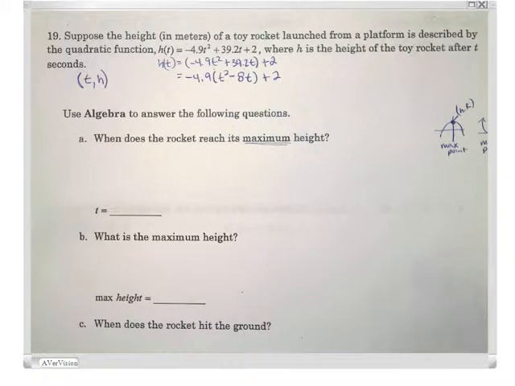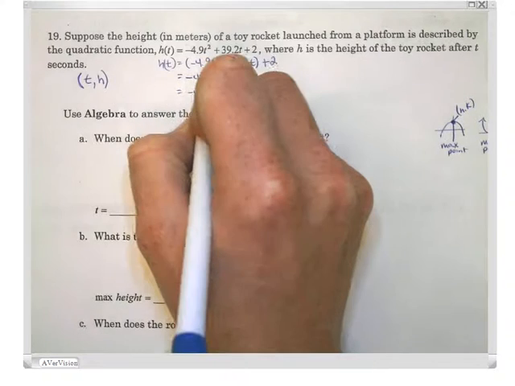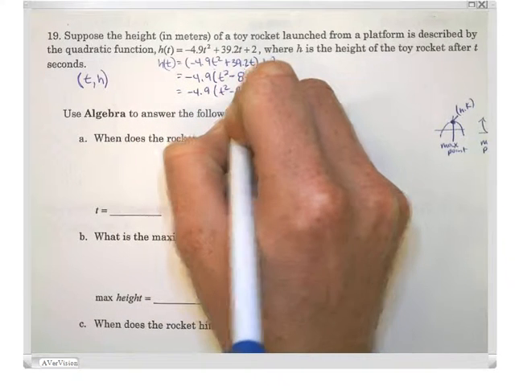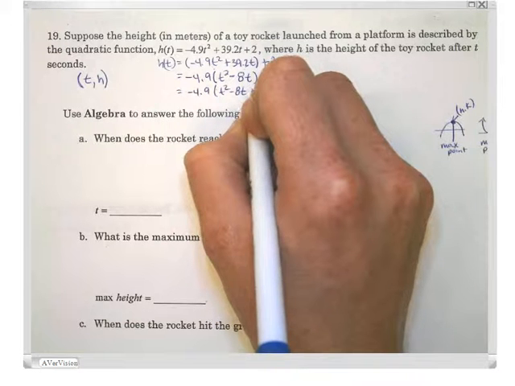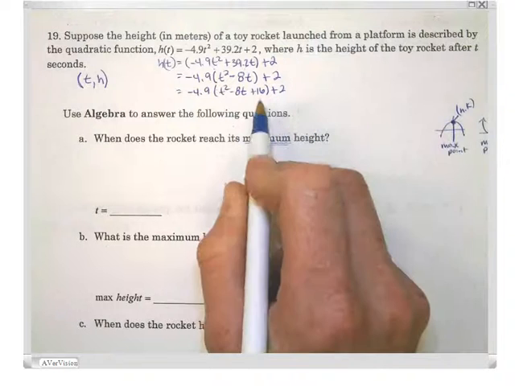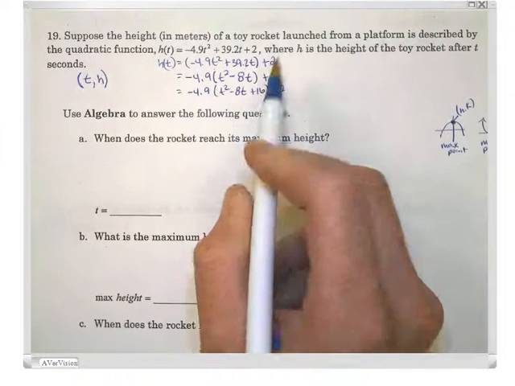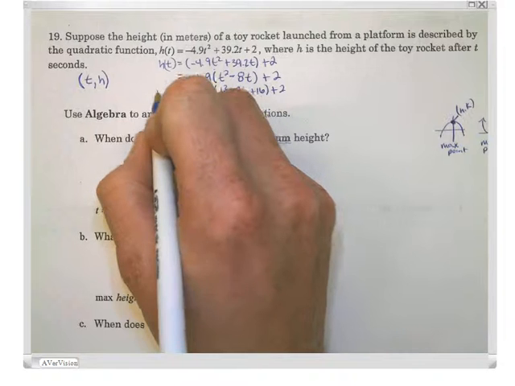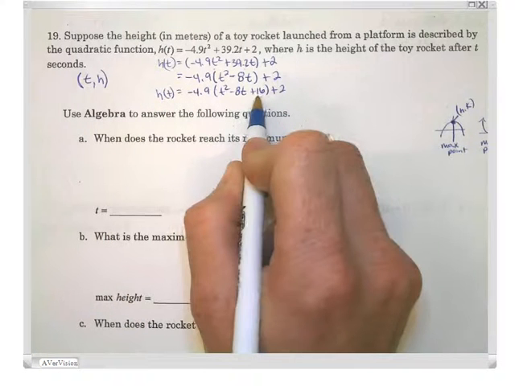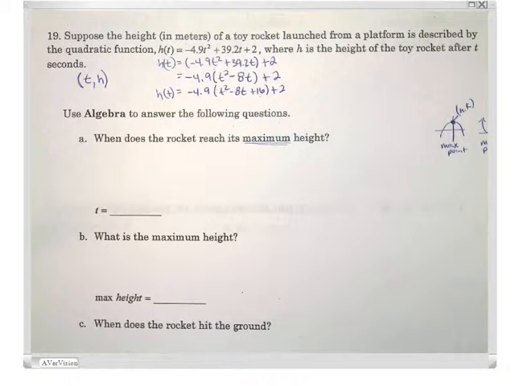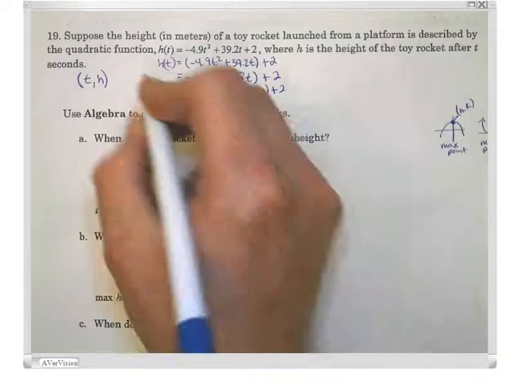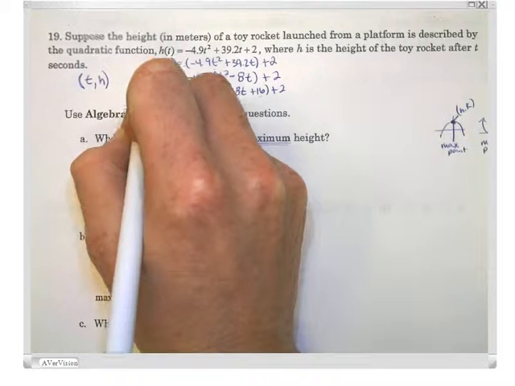Okay, so now we're going to complete the square. So we're going to take half of negative 8 and square it. So 4 squared is 16, so we're going to add 16. Now if we add 16 to this side, we have to put it on the other side to make sure that our function stays balanced. But this isn't really 16. This is really 16 times negative 4.9. So 16 times negative 4.9 is negative 78.4, so we're going to put negative 78.4 on this side of the equation.